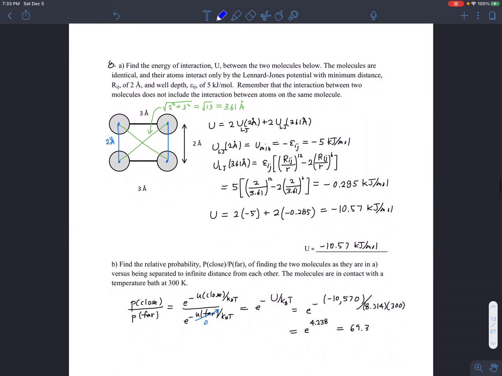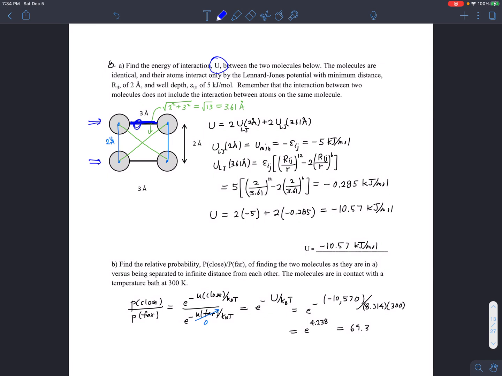Problem number 8 says, find the energy of interaction, capital U, between the 2 molecules below. So notice that this is one molecule, this is another molecule, this black bar here is a bond, and that means the energy of interaction doesn't include the interaction between the atoms that are inside the molecule already. It's just the interactions between atoms in different molecules.